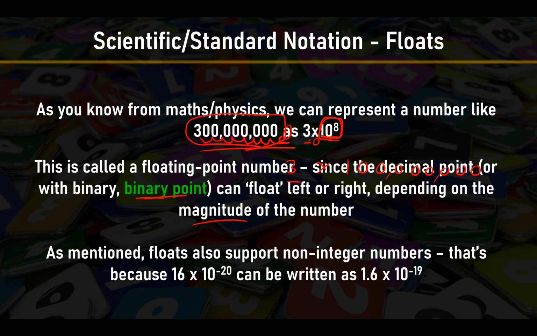As mentioned, floats also support non-integer numbers, and that's because, for example, 16 times 10 to the minus 20 can also be written as 1.6 times 10 to the minus 19. And if you did this, that's also going to be a non-integer, because it's going to be like 0.000, and then obviously there's going to be 16 at the end.